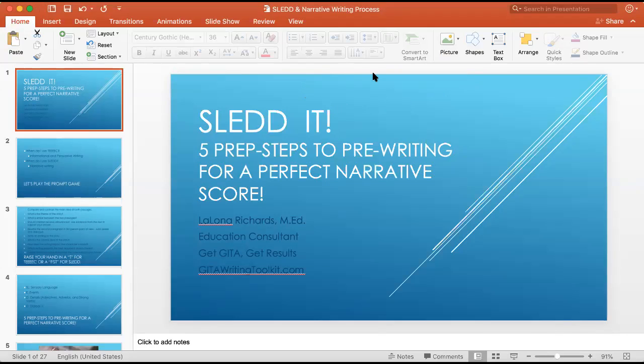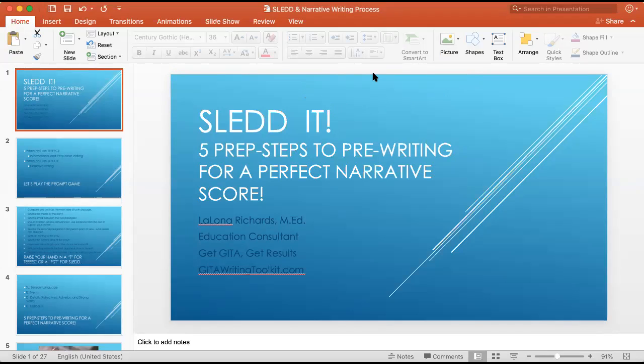But I'm Lalana Richards. I'm a writing consultant with Purpose Built Schools, and I am the author of Get a Writing Toolkit. Within the Get a Writing Toolkit, there are two components that have been adopted by Purpose Built Schools. One of them is TEAK, which applies to informative and persuasive writing, and the other one is SLEDD, which is what we're going to talk about today.